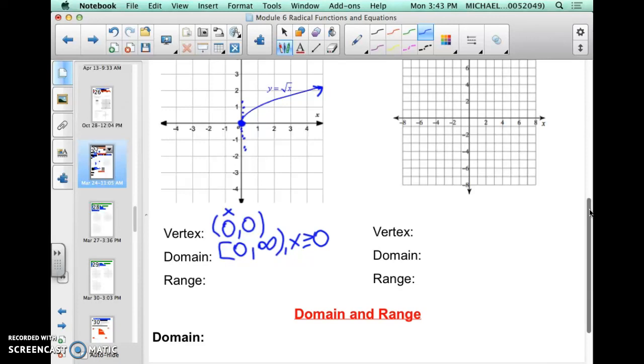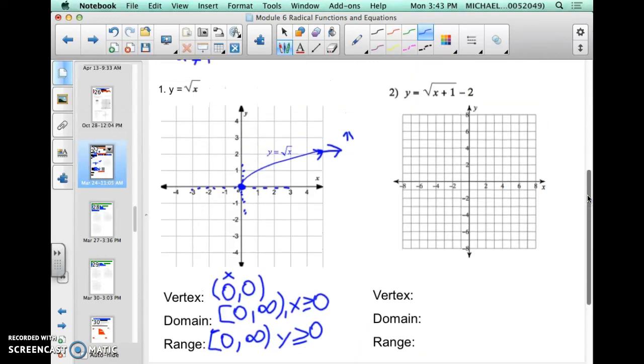The range, similar. Remember, the range is the y values, or lowest to highest. And the lowest point in this case is also 0, and we're going to include it because it's a closed dot. And the highest point, this goes right forever, but it also goes up forever, so the highest point is positive infinity. Or all the y values are greater than or equal to 0. So that is the domain and range of the parent function.